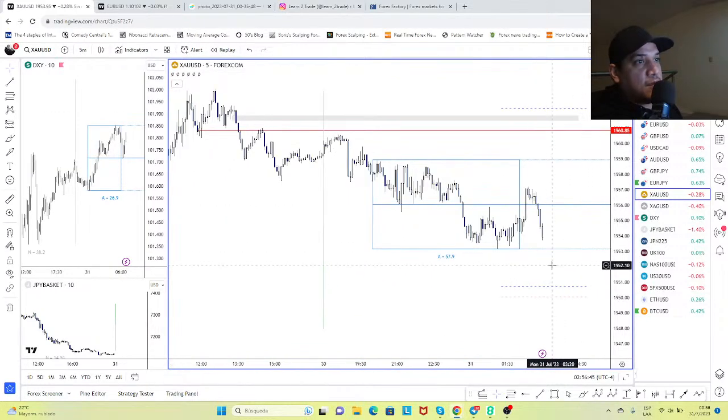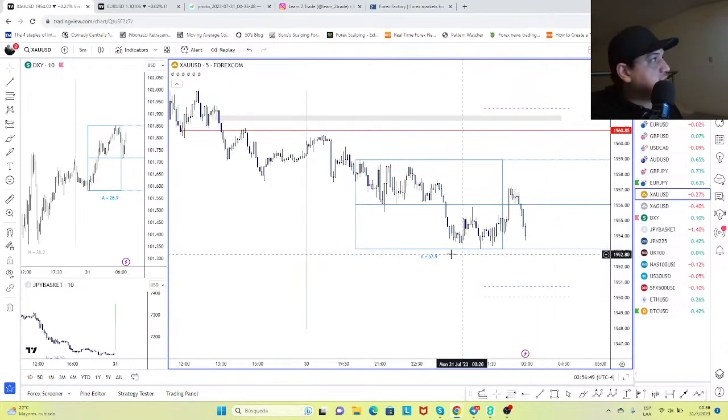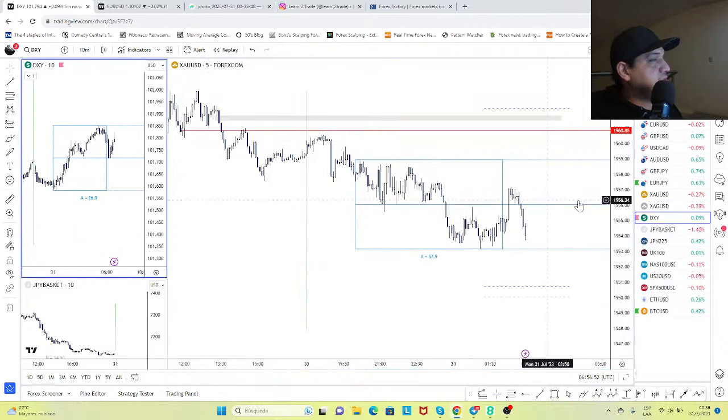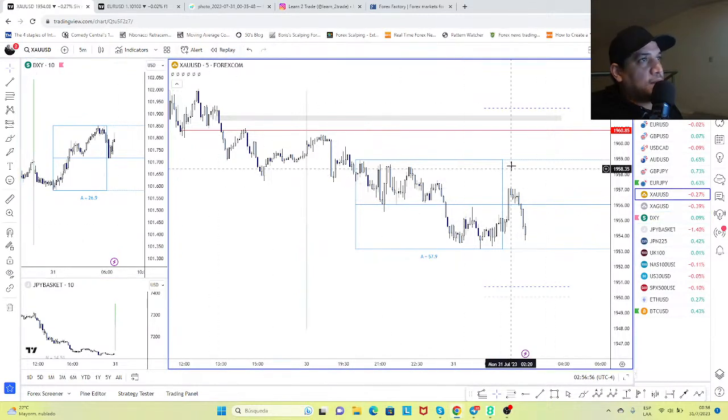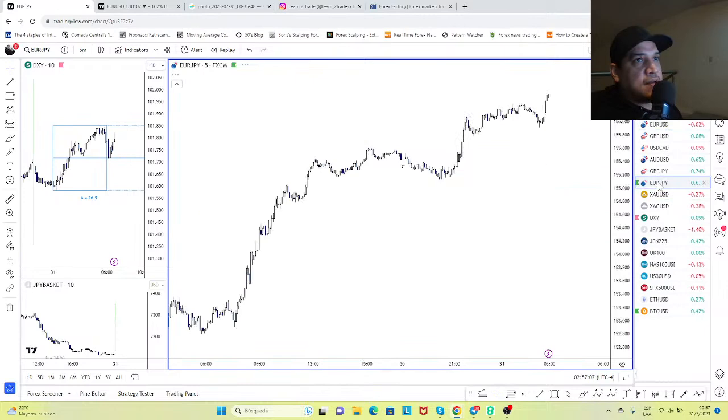All right, let's wait for the open on this gold. I'm just waiting to see which direction this market is going to head on at the open. Remember that possible shorts here at the highs is what I look for. So let's wait and see. Euro USD and Euro Yen.